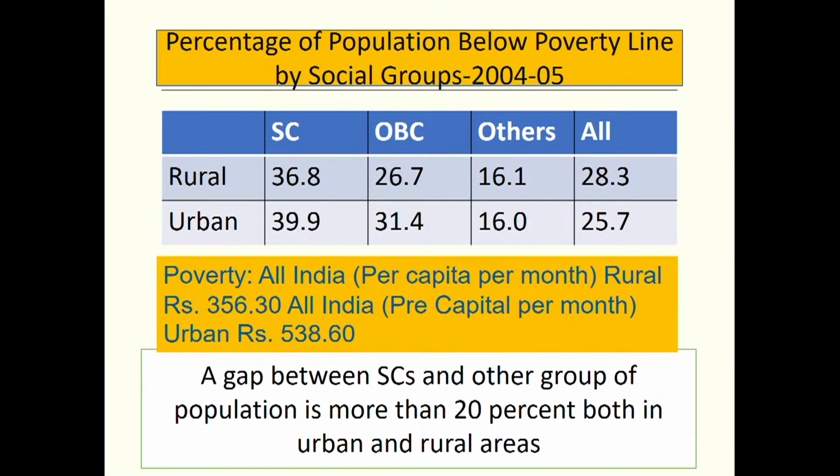You can see in the statistics that the gap between scheduled caste and other groups of the population is more than 20% in both urban and rural areas. Therefore, the scheduled castes, those who are considered untouchables, are mostly propertyless, so they are not able to gather more and more income, and therefore poverty is much higher in the case of scheduled castes, OBCs, and scheduled tribes also.